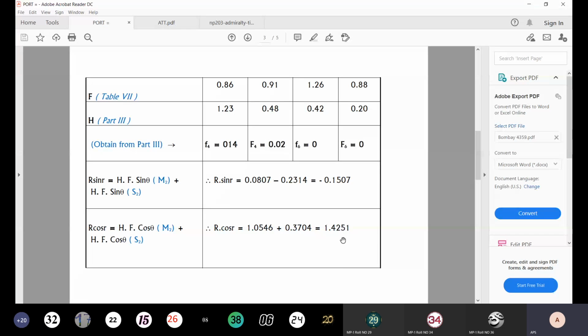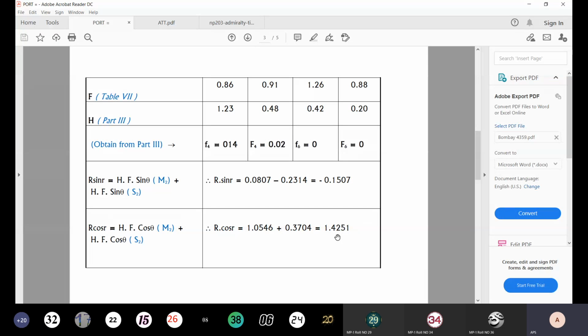So are you getting close to 1.4251? Yes, sir. Okay. Now the next calculation is to find out the value of capital R and small r. How can we do it? Divide them. R sin r by R cos r, capital R will go, tan of small r will be equal to some value. So r is tan inverse. So just divide R sin r by R cos r, you will get tan of small r. So tan of small r equal to minus 0.1507 divided by 1.4251.